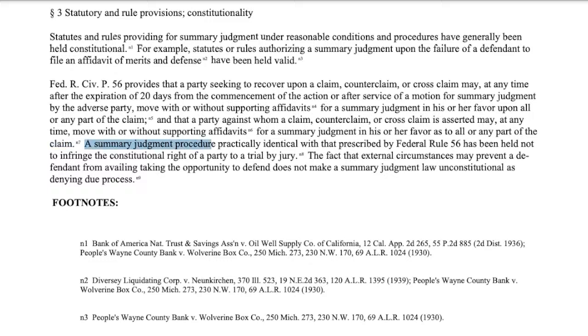A summary judgment procedure practically identical with that prescribed by Federal Rule 56 has been held not to infringe the constitutional right of a party to a trial by jury. Interesting, not jury trial, a trial by jury. The fact that the external circumstances may prevent a defendant from taking the opportunity to defend does not make a summary judgment law unconstitutional as denying due process. Wow.